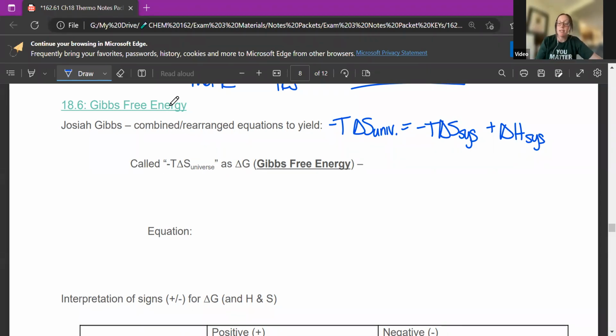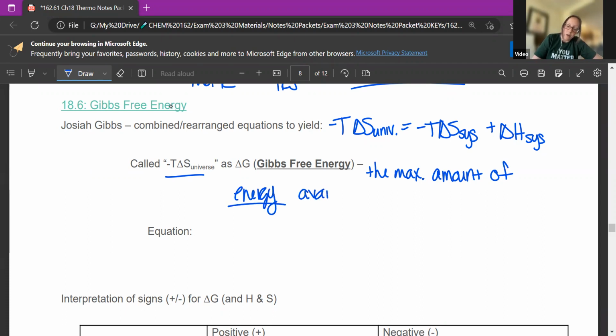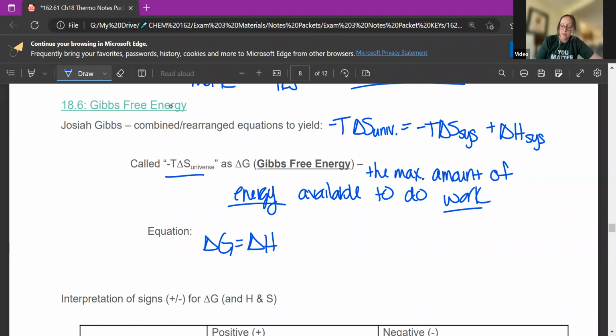Okay. So what he did is he called negative T delta S of the universe Gibbs free energy. So the temperature and the change in entropy is called Gibbs free energy. And that is essentially the maximum amount of energy available to do work. Okay, so for something to happen. If you simplify that to be just delta G instead of negative T delta S of the universe, you get that delta G equals delta H minus T delta S.